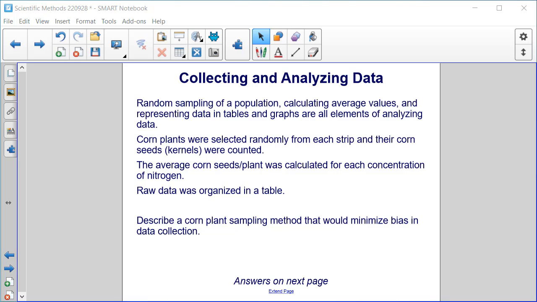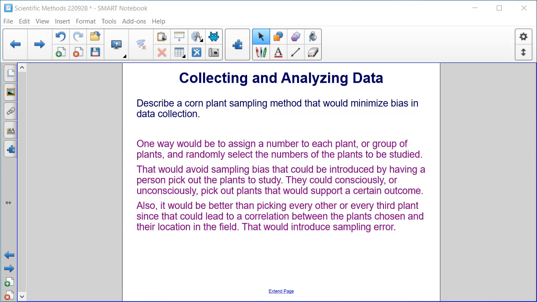Describe a corn plant sampling method that would minimize bias in data collection. One way would be to assign a number to each plant or group of plants and randomly select the numbers of the plants to be studied. That would avoid sampling bias that could be introduced by having a person pick out the plants to study. They could consciously or unconsciously pick out plants that would support a certain outcome.